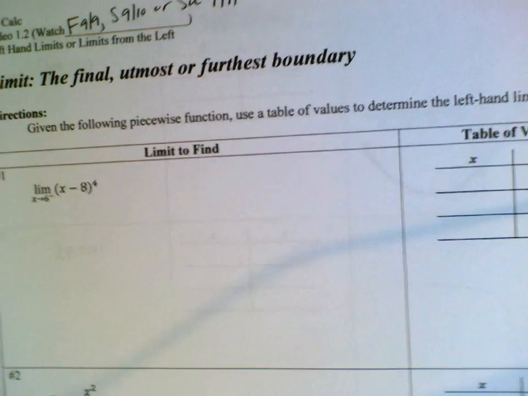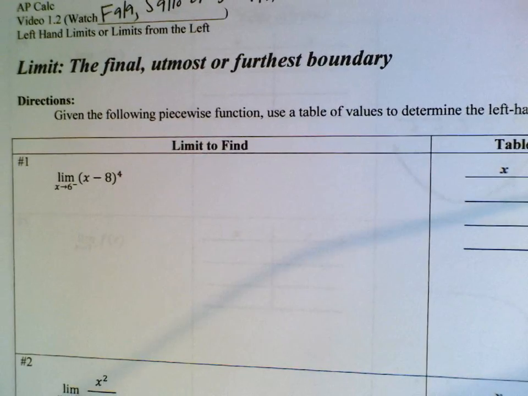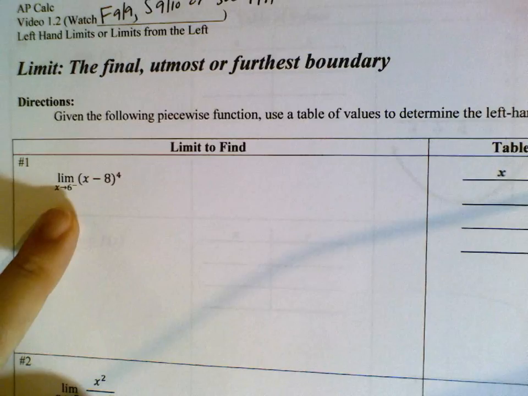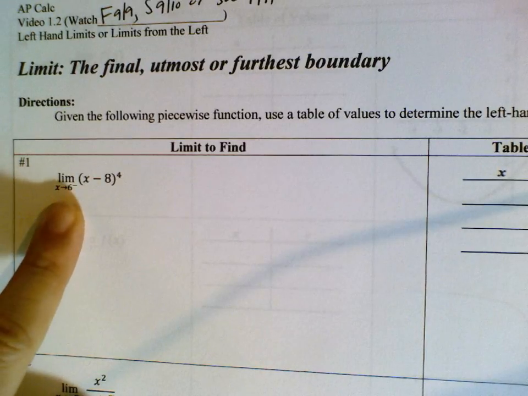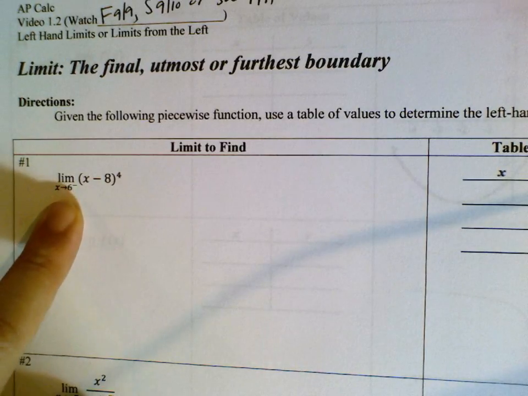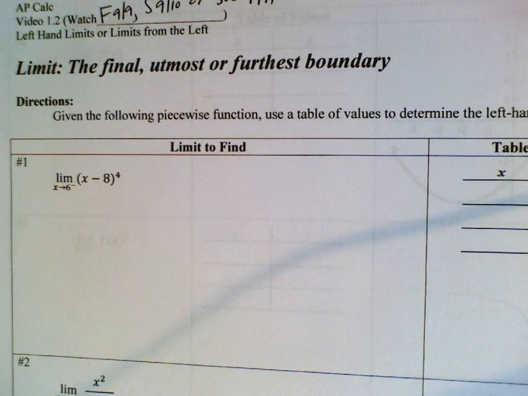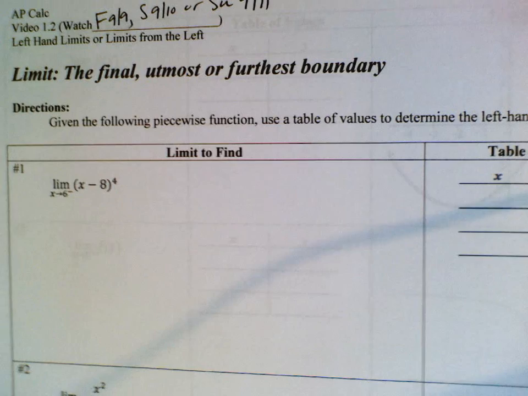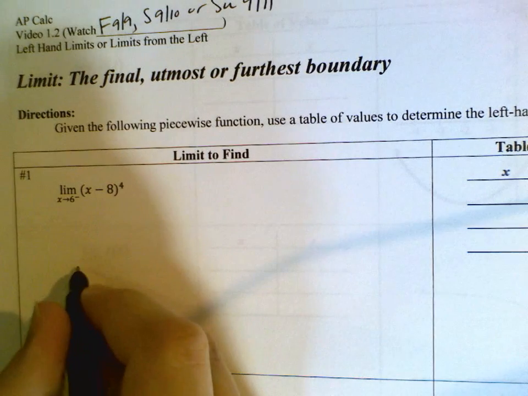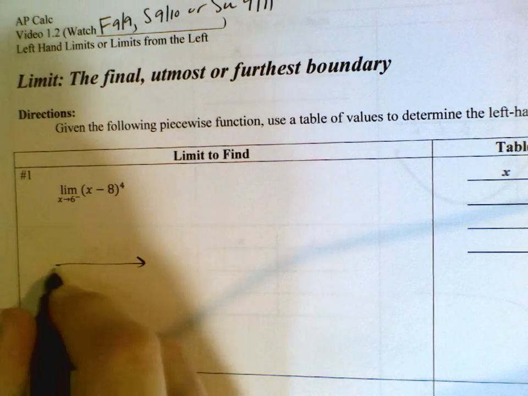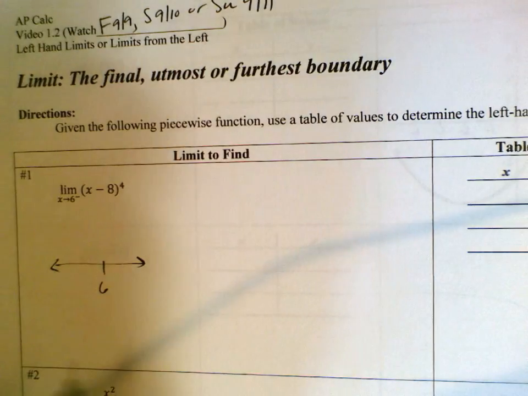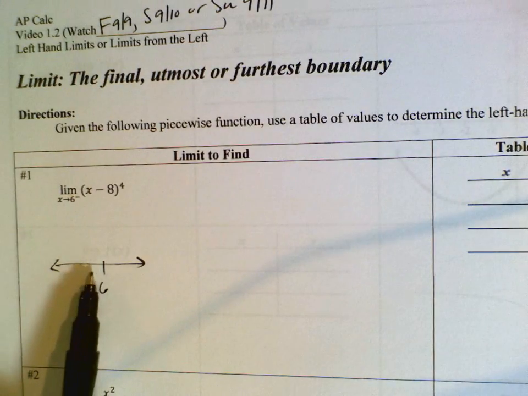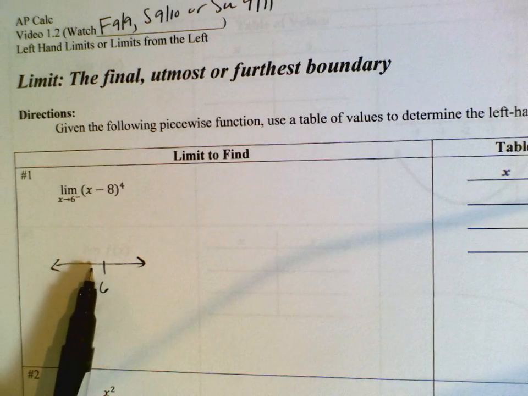Okay? So the way you do it, guys, is you take a bunch of inputs that are getting closer and closer to 6 from the left, and then you look and try to find a pattern for the outputs that correspond to those inputs. Another way of saying inputs is x values, outputs y values. Okay, so I'm going to draw this number line. I'm approaching the value 6, and I'm approaching it from the left. So think of a number very close to 6, but to the left of it.